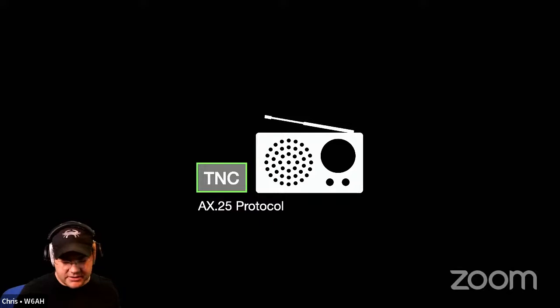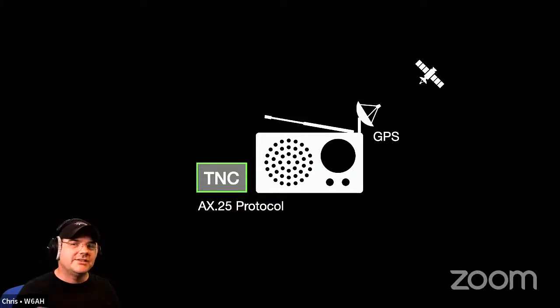Anyway, so you need the TNC, or you're going to have an external one. It's also a good idea to have GPS. Now, some radios, again, have a GPS built in. They'll automatically send those signals out. However, not everyone does. So you may need an external GPS chip, which can be done as a simple USB chip.